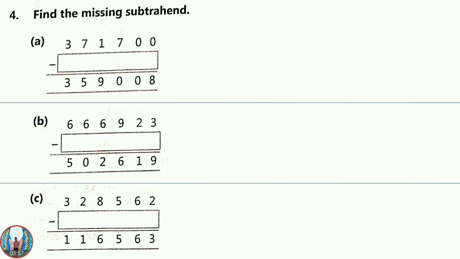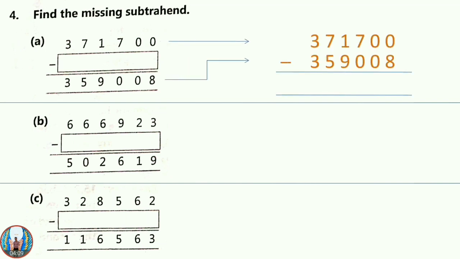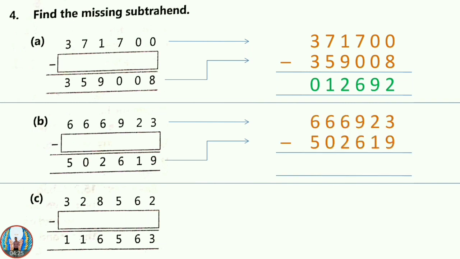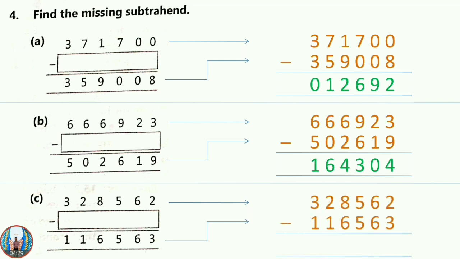Question number 4, find the missing subtrahend. Here the second number is missing, that is subtrahend. So we will subtract the difference from the bigger number, that is minuend. So first of all we will write the minuend on the top, and then we will write the difference and subtract. So the answer is 12,692. In the same way we will do the second question, and in the same way we will do the third question also.